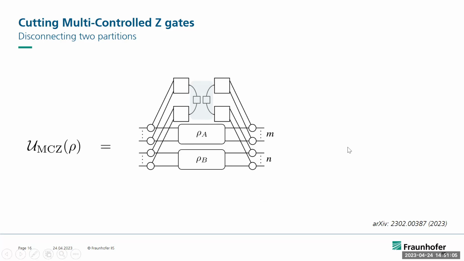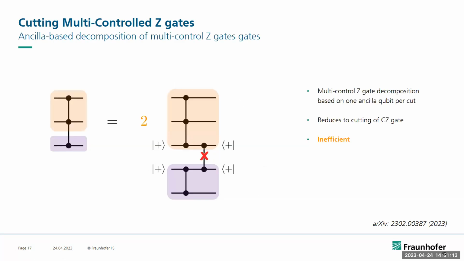And now we could, for example, directly use that fusion rule to come up with this decomposition of a multi-controlled Z gate, here shown for a CCZ gate, for example. And we can write that CCZ gate using two ancilla qubits as a CCZ gate and a CZ gate. And these two partitions are only connected by one CZ gate. So we could reduce the cutting of an arbitrary size multi-controlled Z gate to the cutting of one CZ gate.